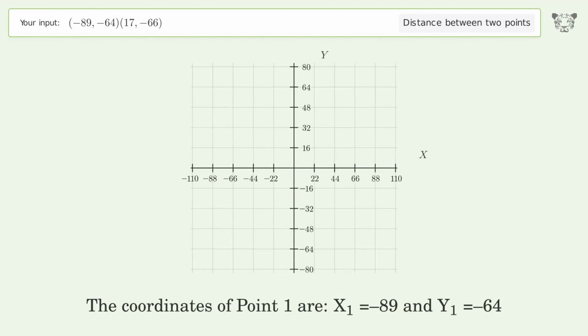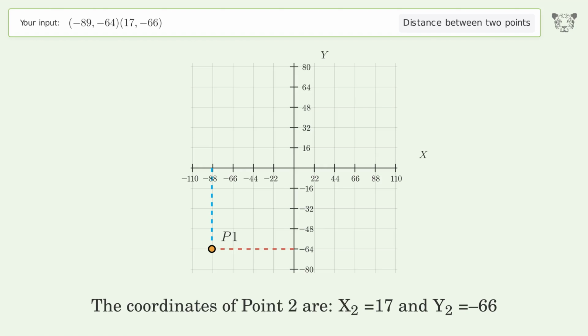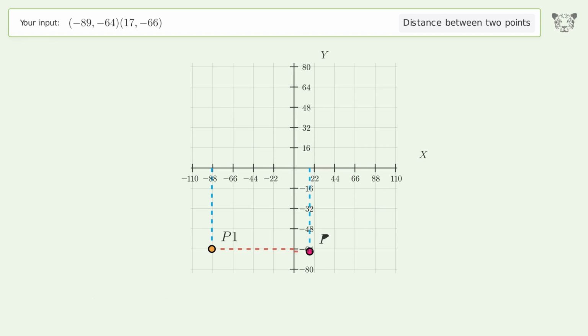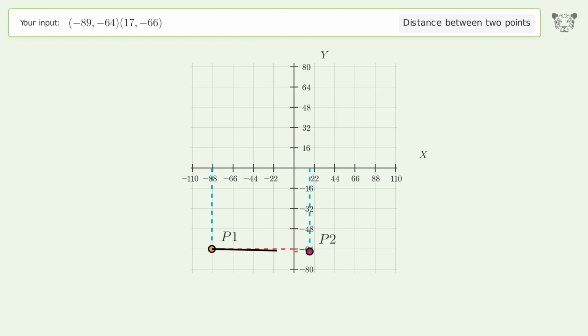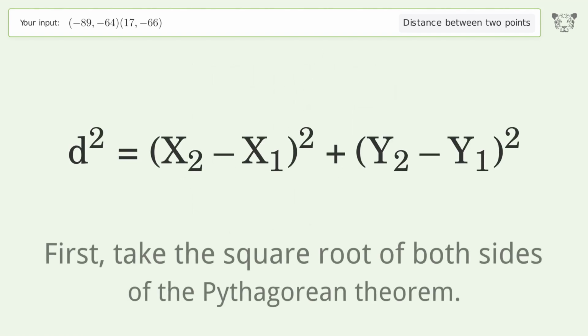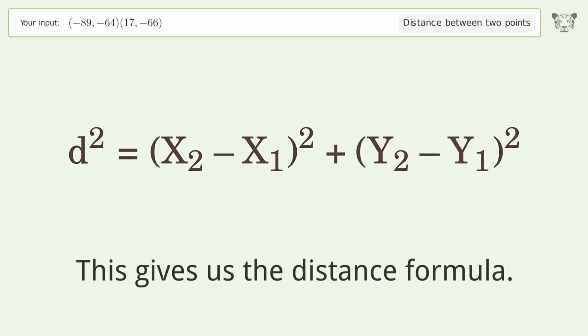The coordinates of point 1 are x1 equals -89 and y1 equals -64. The coordinates of point 2 are x2 equals 17 and y2 equals -66. D is the distance between the 2 points. First, take the square root of both sides of the Pythagorean theorem. This gives us the distance formula.